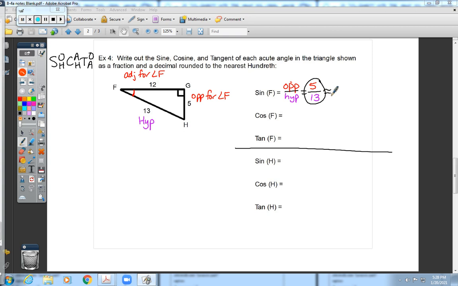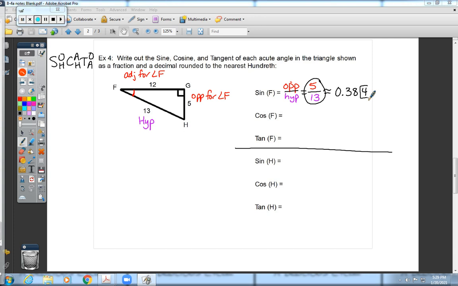We feed that to our calculator. 5 divided by 13 is approximately 0.384. Again, I'm looking at 3 digits because the directions tell me to round to the nearest hundredth. So I look at the thousandth digit, which is a 4, and that tells me to round the 8 down. In other words, leave it alone, which means the decimal approximation, according to the directions, would be 0.38.